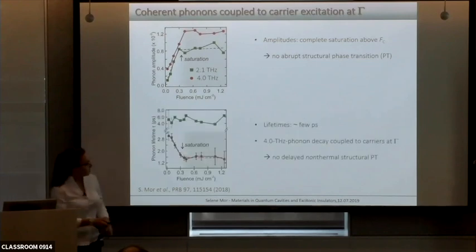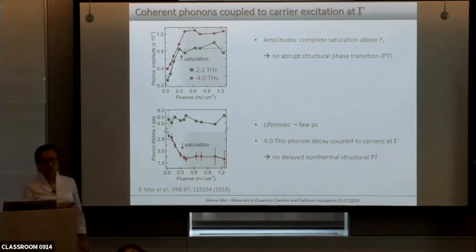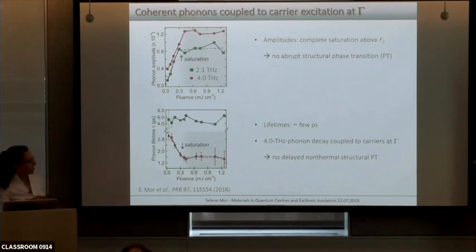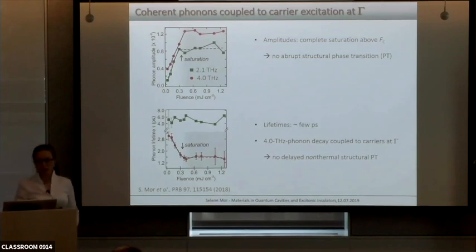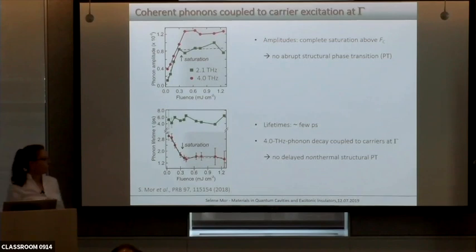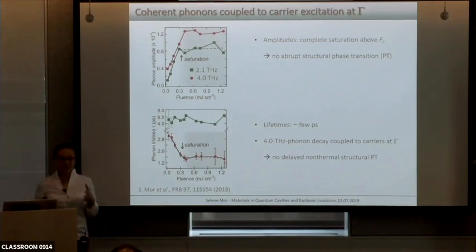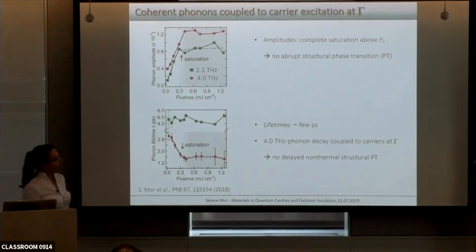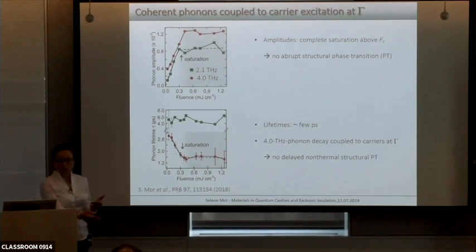Looking at the decay, they both span a few picoseconds. One has a decay which is fully fluence independent. The other one follows again the fluence dependence of the amount of free carriers which we are exciting at the gamma point, as signalized again by this saturation. Nevertheless, it is set to something like 1.5 picosecond. This time scale is also relatively long to assume a delayed but still non-thermal structural change.